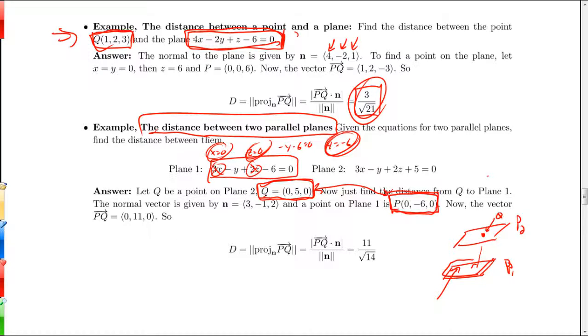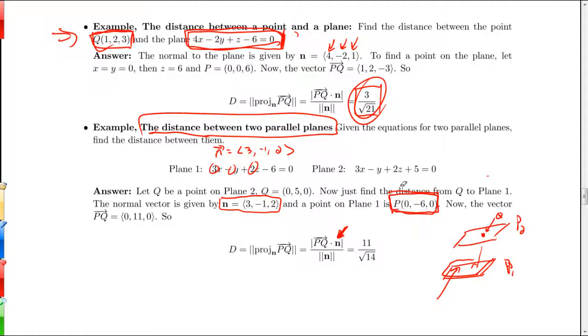Right? So if I go with this formula, that's going to be normal to the first plane, n. Remember, those normal vectors are staring right at you. That n is going to be 3, -1, 2, which is right here. Okay, so now I have P, Q, and N.